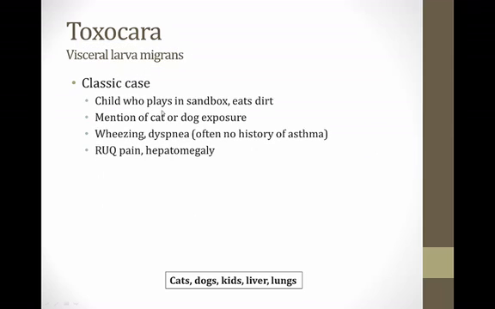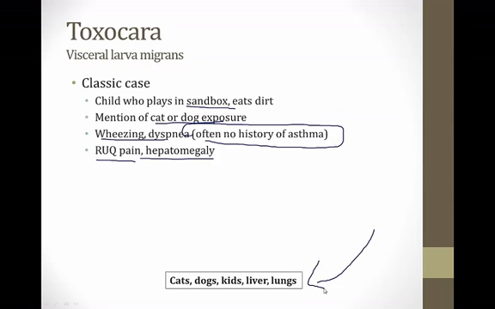So the classic case is going to be a child who plays in a sandbox or eats dirt, and there's going to be mention of cat or dog exposure. There'll be wheezing or dyspnea, and this is often going to be in a child with no history of asthma. And then there's often right upper quadrant pain and hepatomegaly from the liver involvement. So the buzzwords here are to just remember cats, dogs, and kids, and liver and lungs. It almost sounds like a rock and roll lyric or something. And these 5 words together really remind me of all the things I need to know about Toxocara.